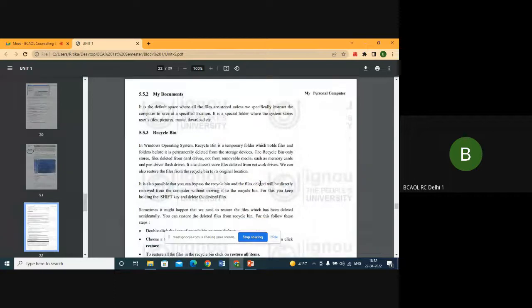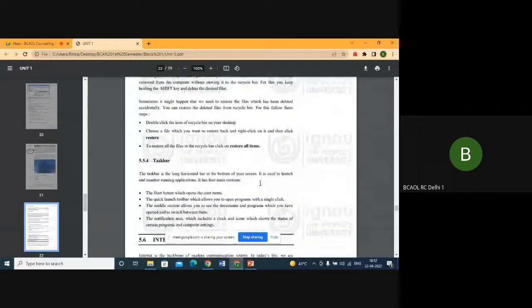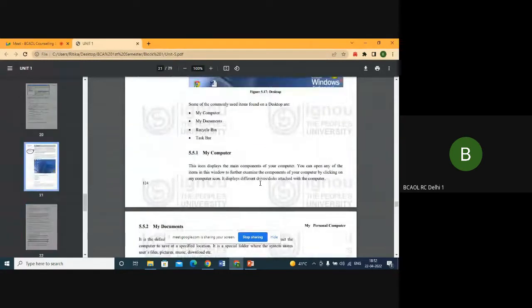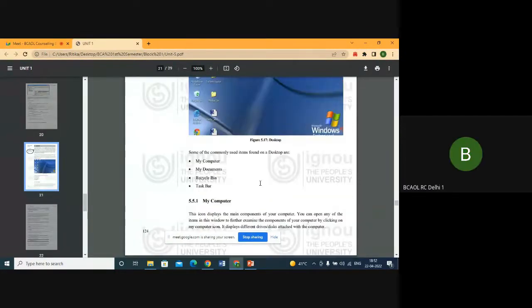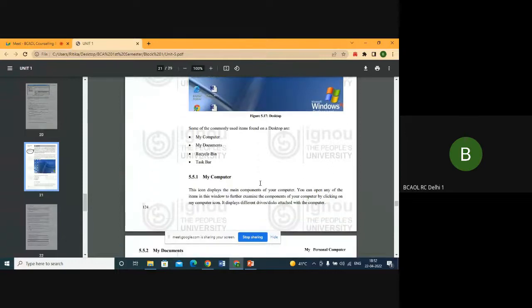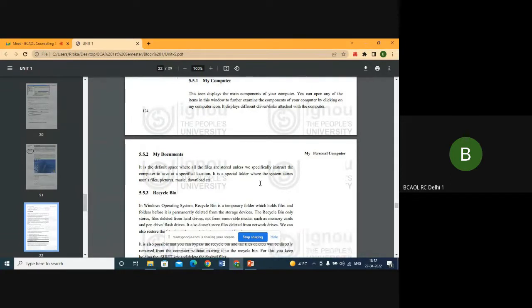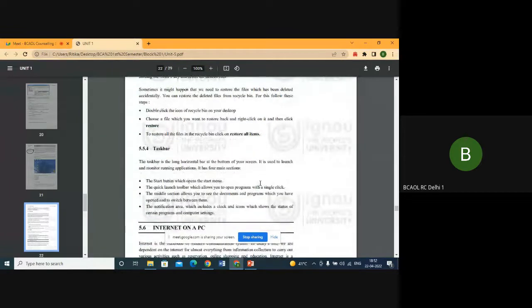Right? Well, this is a general point of view, but other things can also be done. So you should know what is my computer. Nowadays, my computer is not there. It is this computer, this PC now. Earlier computers had My Computer. Now it is This PC. And then you have My Documents, which you can keep on the desktop. You have the recycle bin also, and the taskbar is also there.